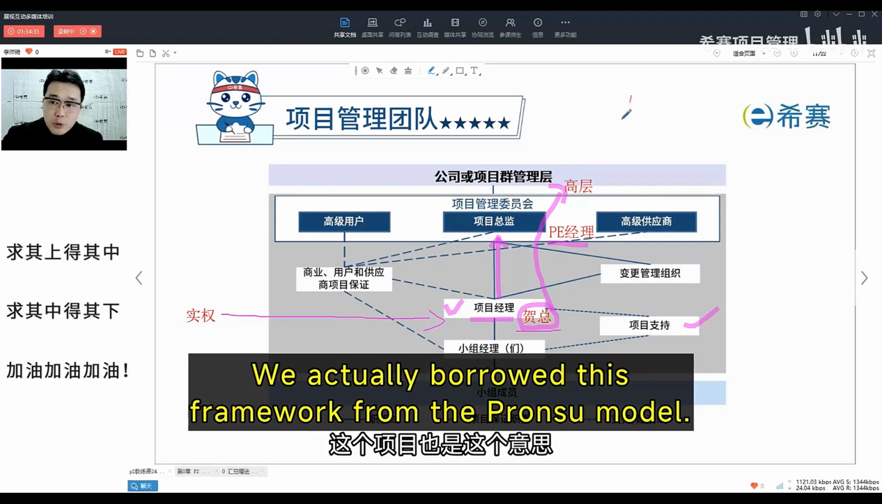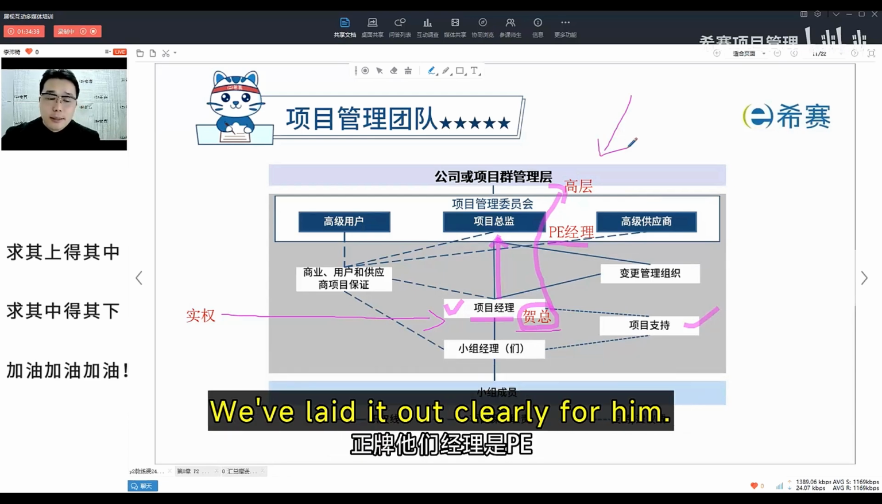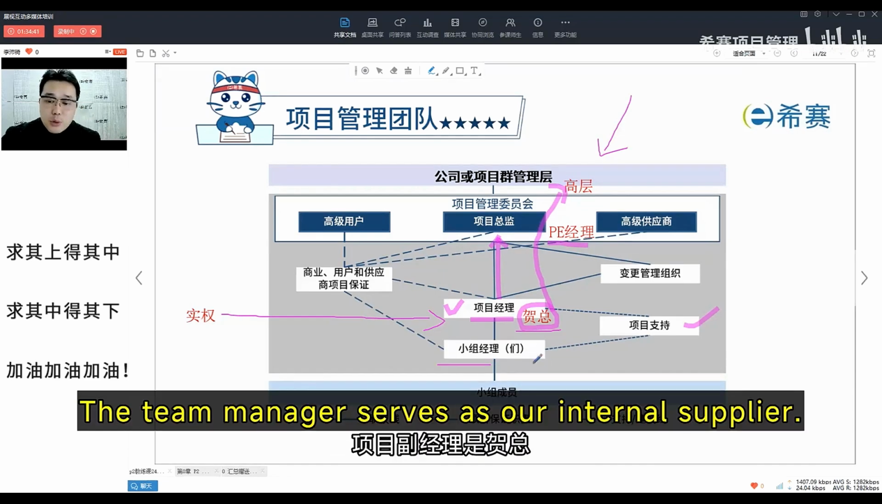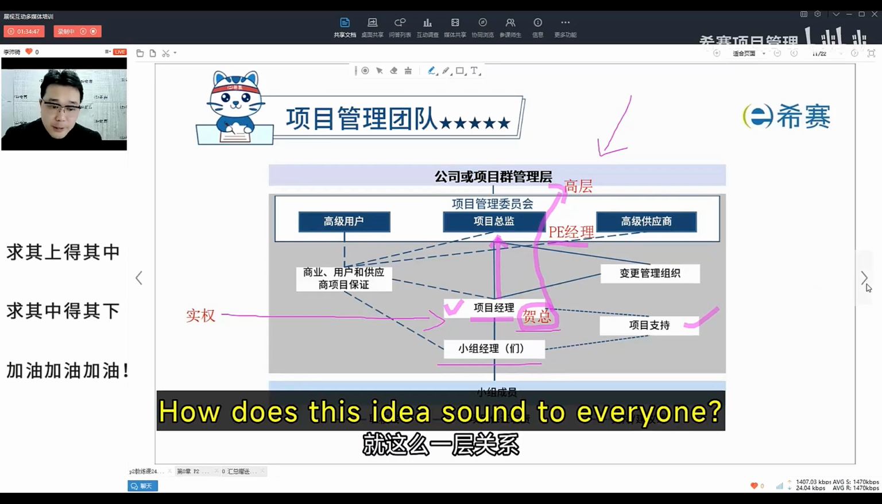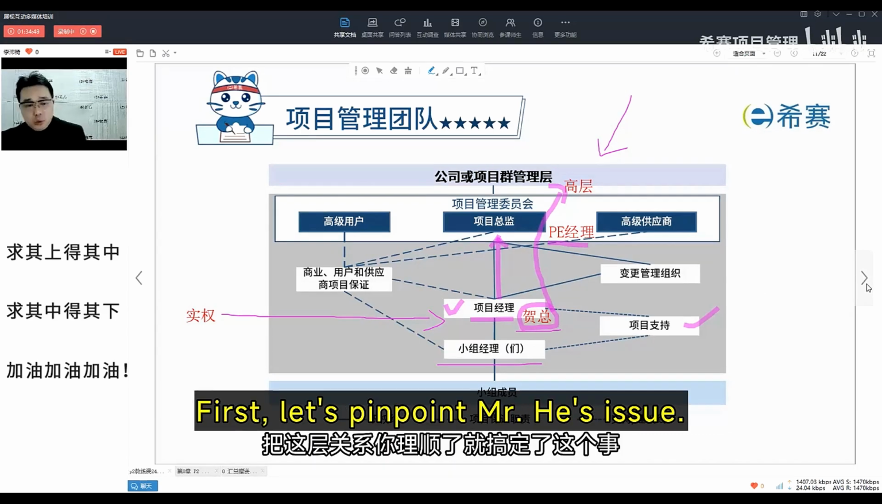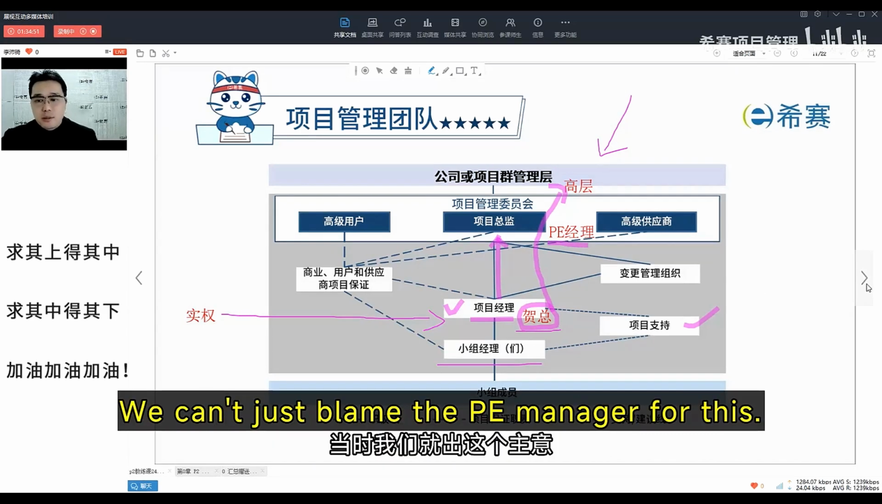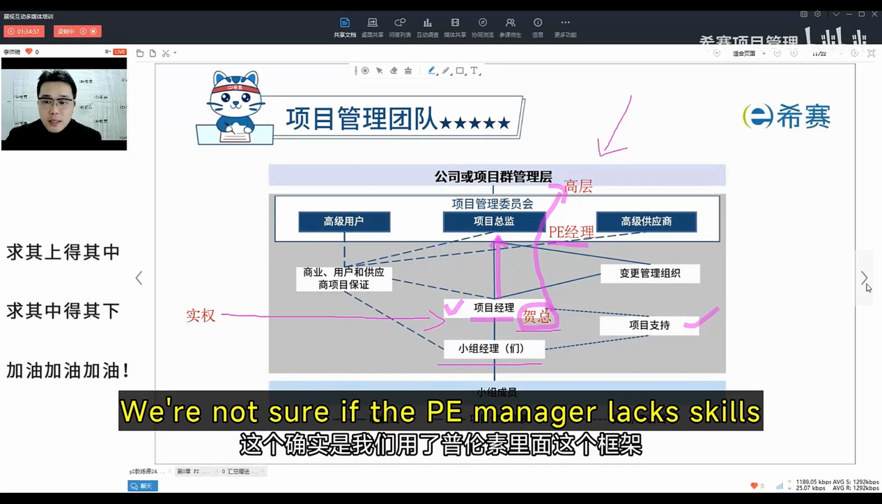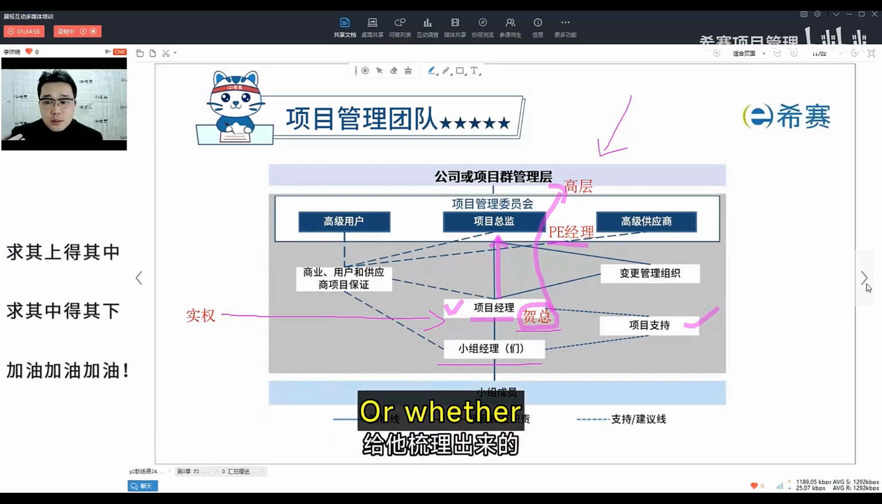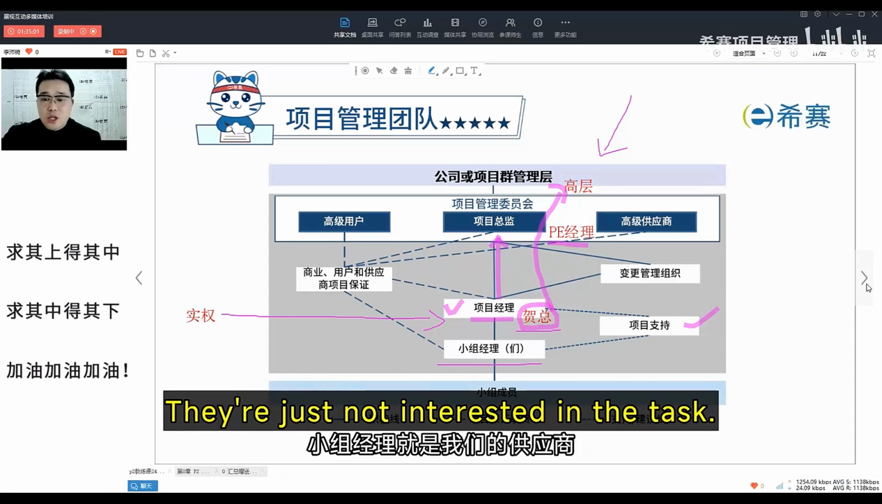We actually borrowed this framework from the PRINCE2 model. We've laid it out clearly for him. The team manager serves as our internal supplier. How does this idea sound to everyone? First, let's pinpoint Mr. P's issue. We can't just blame the PE manager for this, or Mr. P, for that matter. We're not sure if the PE manager lacks skills, or whether they're just not interested in the task.